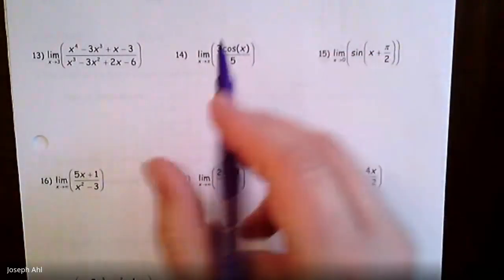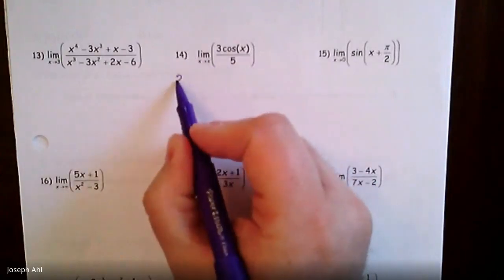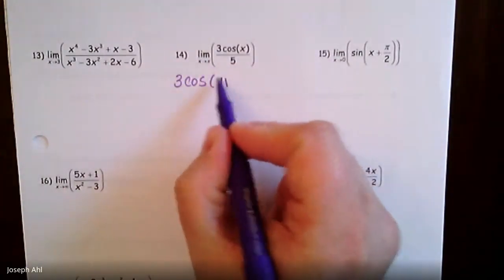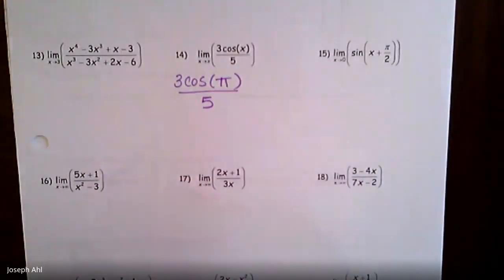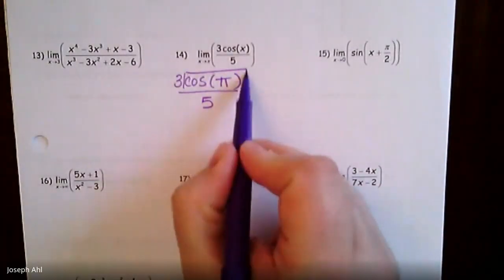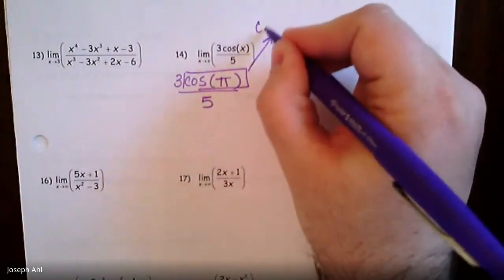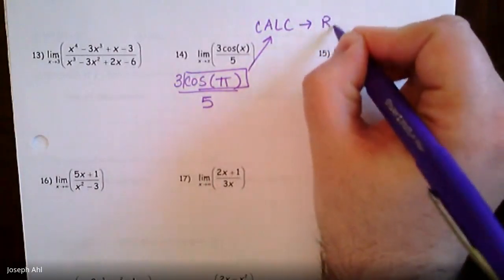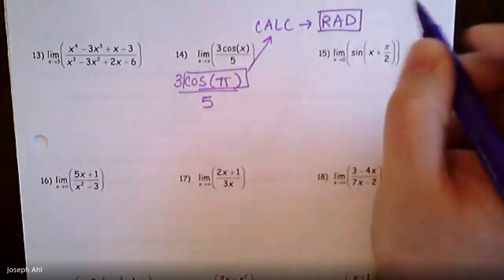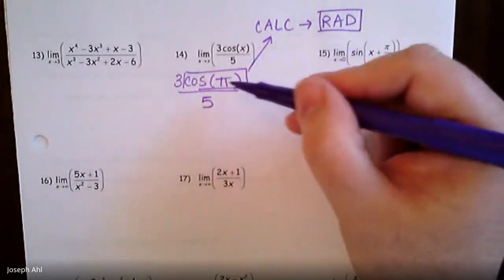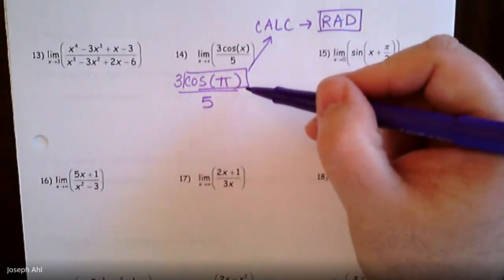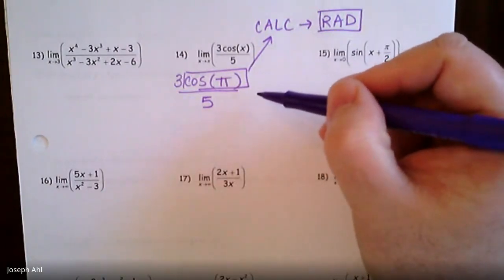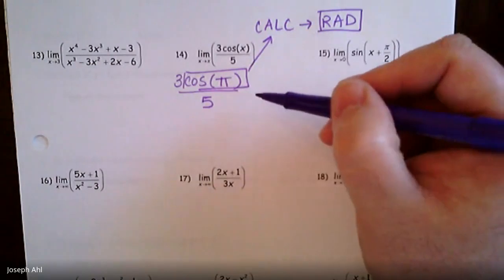over 5. So we know that all we have to do to get started is plug in pi where we see an x. So we get 3 times cosine of pi over 5. And the calculator can do cosine of pi for you. So if you wanted to type this into the calculator, you really just have to make sure that you're in radian mode, because if you're not in radian mode, it's definitely not going to tell you the correct value for cosine of pi. But without having a calculator available to you, let's say, how else would you do this?